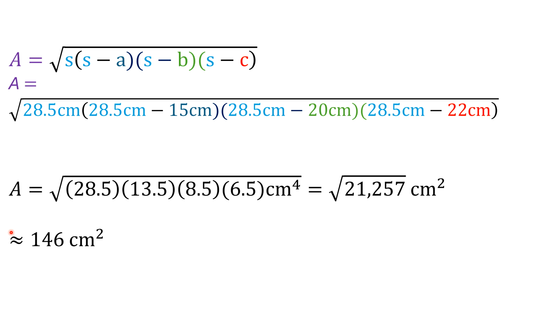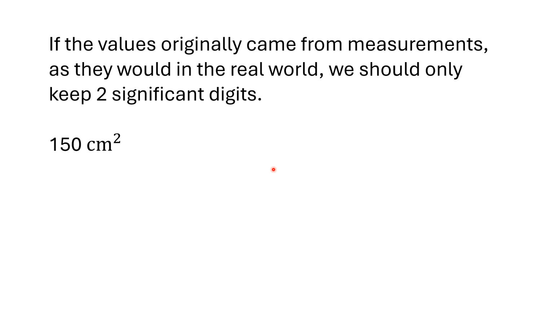I don't have any problem with rounding here because all of the measurements in the triangle started off to two significant figures. And so that means that if we were using a real world triangle and we were making measurements, the last digit is always doubtful. So we always wonder if it's exact, and it often isn't. And so in the real world, we have two significant digits. And so I'm going to round that 146 to 150. Two significant digits. The trailing zero here is not considered significant. Square centimeters.